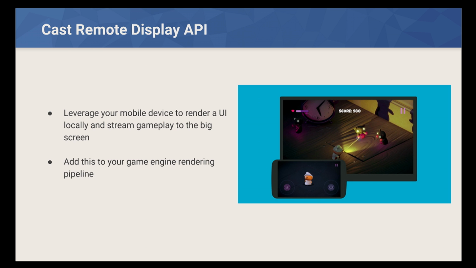Remote display, which I just mentioned as well, renders frames on the GPU and broadcasts them to the TV for a high-quality game experience. Generally, you're going to be rendering a local UI for controls on your sender device and then stream a gameplay scene up to the TV. You usually add this to the game engine rendering pipeline, and this is definitely not running or loading an HTML5 page, so keep that in mind.